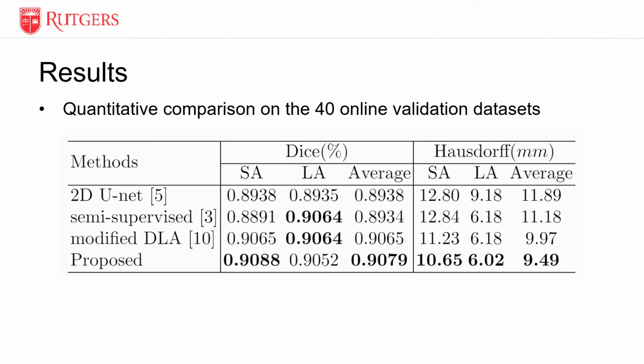Here we report the results for the online validation set with 40 images used in the public leaderboard. We can see that the proposed method outperforms the other methods in terms of both Dice and Hausdorff coefficients for the right ventricle segmentation task. Although the modified deep layer aggregation has shown promising performance on the M&Ms-2 challenge dataset, our proposed refinement method can further improve the accuracy by fusing the complementary information from different views.